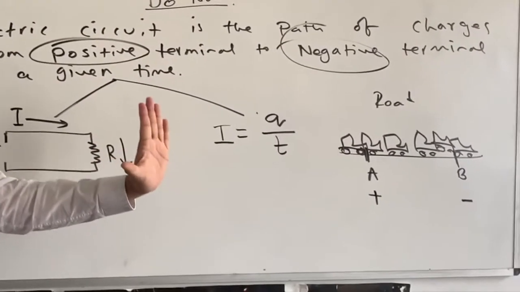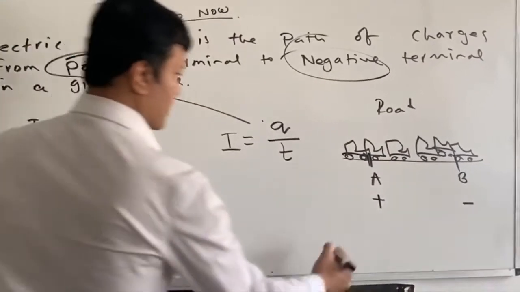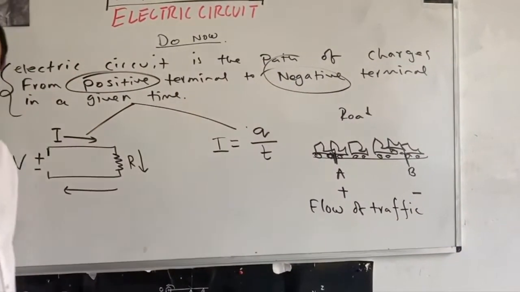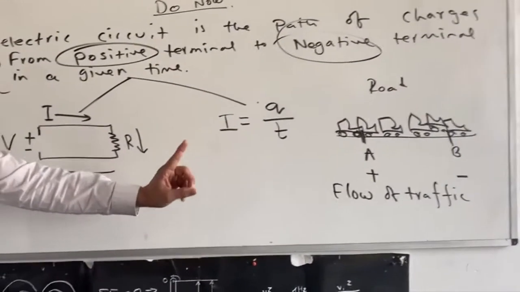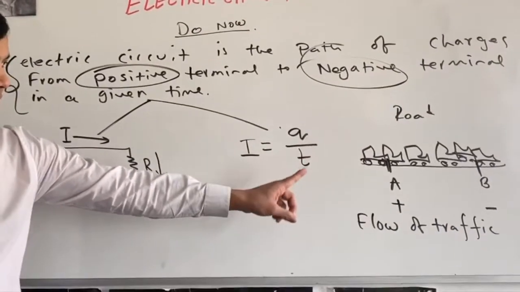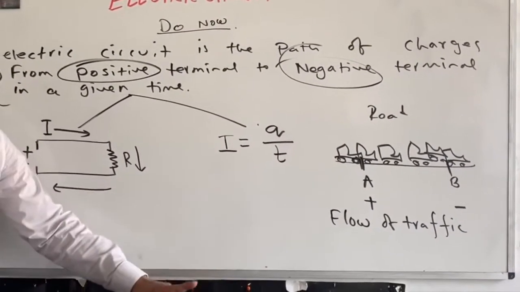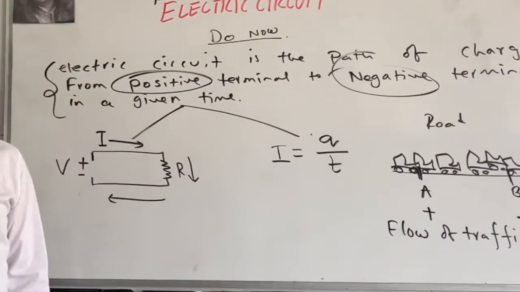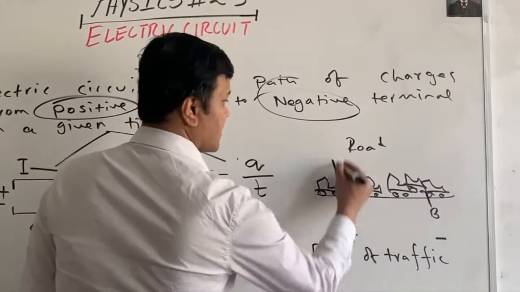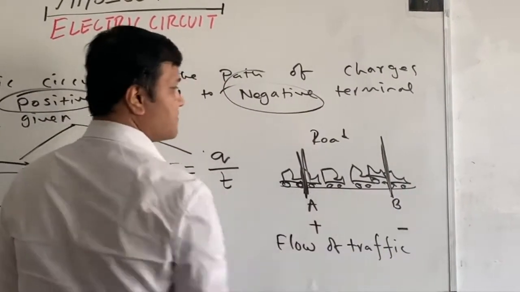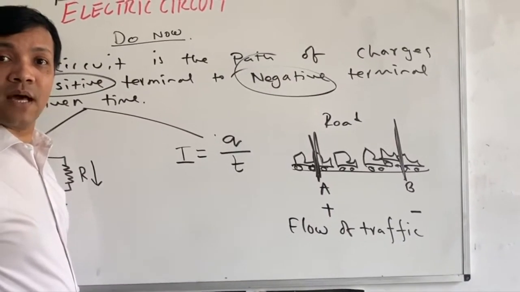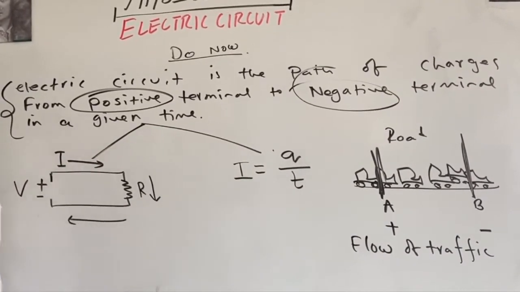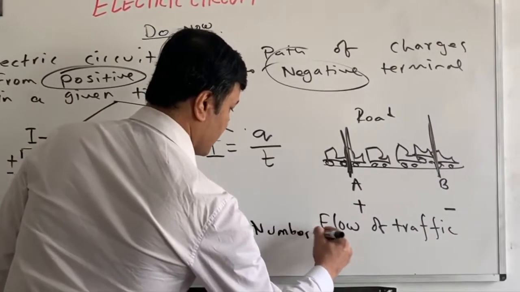So how can I measure the flow of cars? Flow of traffic. When I see it, how many cars pass from A to B in a certain amount of time. Is the flow of traffic the speed of one single car from A to B? No. What is the flow of traffic? It's all the cars. The number of cars passing between A and B in a certain amount of time. Good. Number of cars.